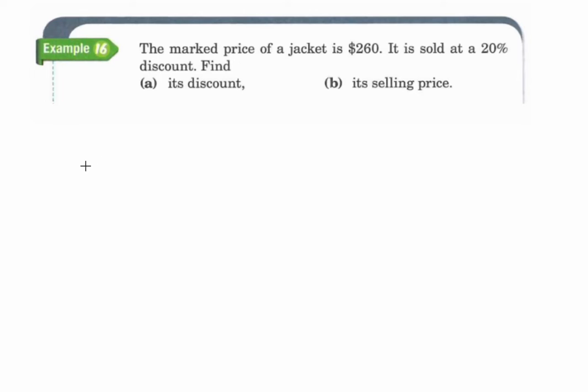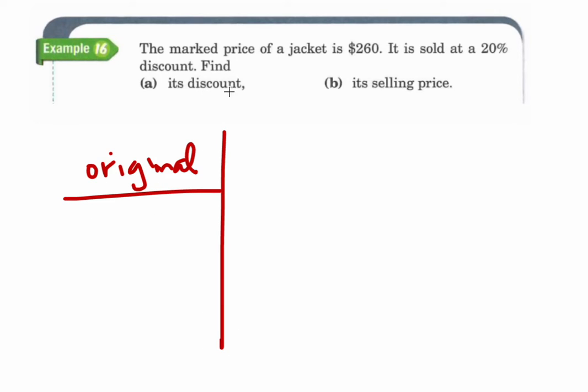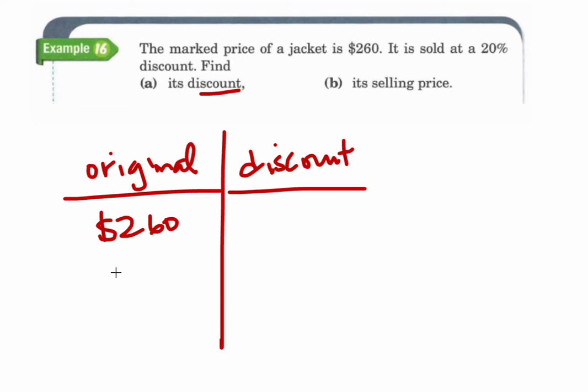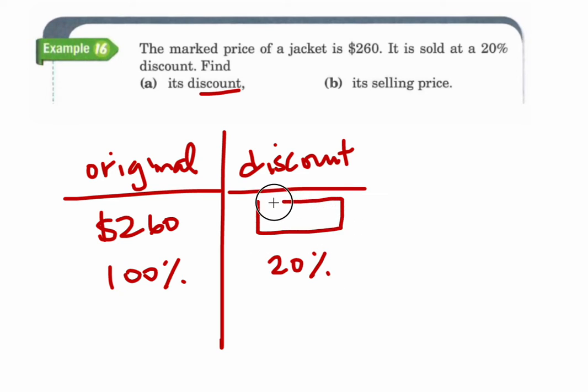Okay, I'm going to use a table. I have the original, and I have the discount told to me in the problem. So discount means the amount that was taken off. So that means I'm going to have to do some subtraction, maybe later. Maybe, I don't know. Let's look at what I have first. I have the original price, the marked price, which is $260. And I know that's 100% because the original price is always going to be the whole, the 100%. It is sold at a 20% discount. Okay, I didn't have to do any subtraction. It already gave me the discount, which is 20%. I need to find the dollar amount.